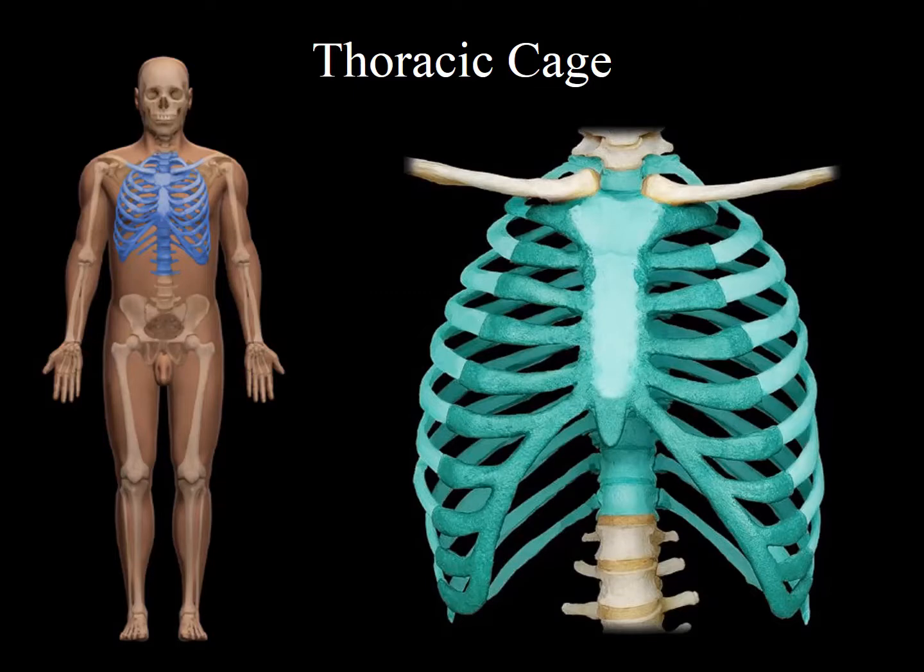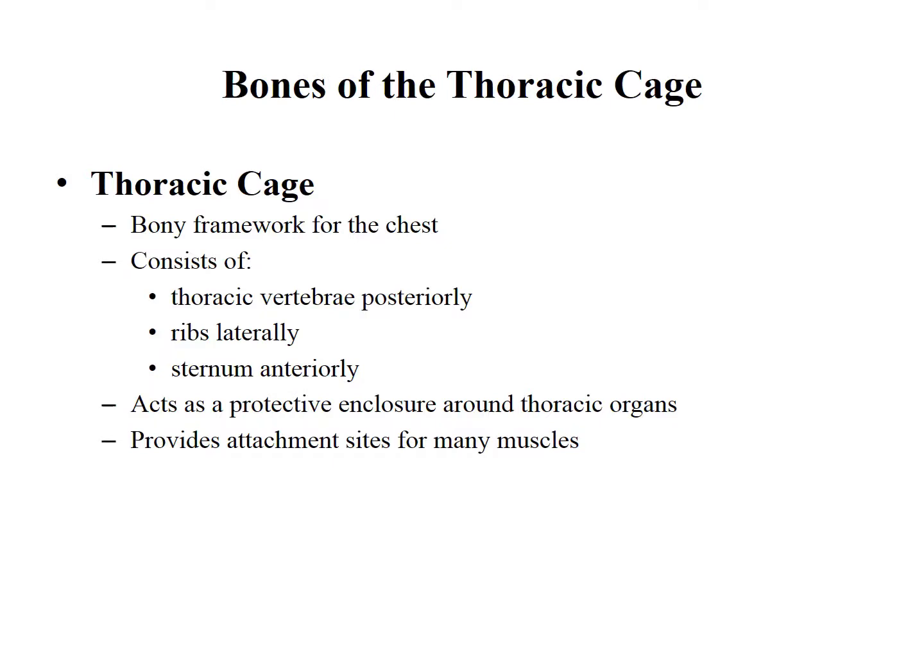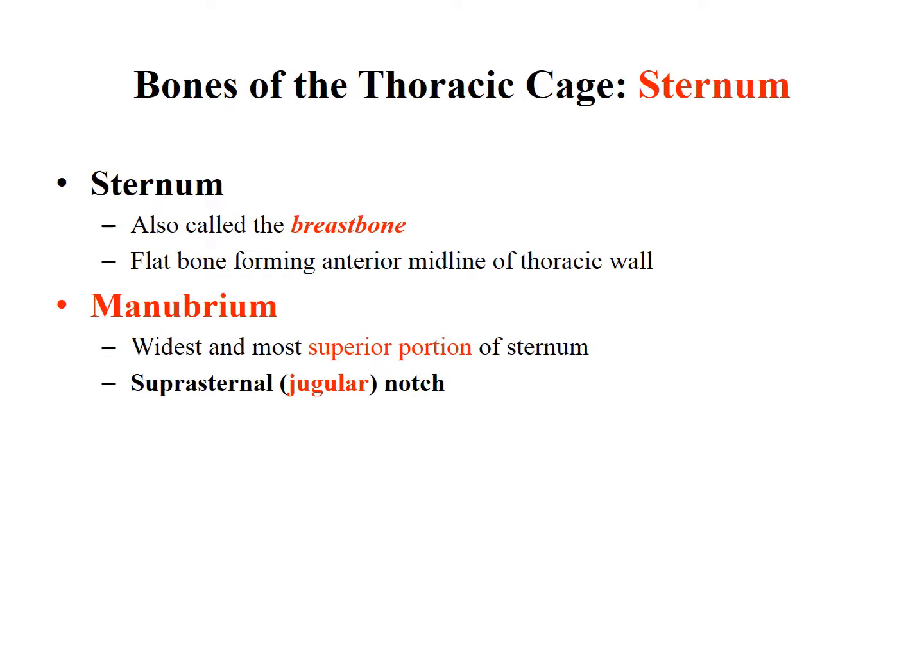Now we're going to move into the thoracic cage. We talked about the thoracics and the lumbar, sacrum and coccyx, but the thoracic cage is going to be divvied up a little bit differently. We're going to see that the cage is actually formed by the posterior thoracic vertebra, by the ribs more laterally, and the sternum anteriorly. The sternum is called the breastbone.